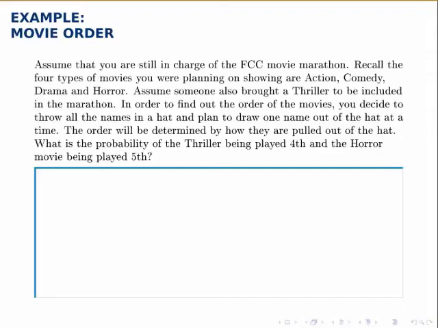Let's start with counting how many ways the thriller could be played fourth and the horror movie could be played fifth. If we use the fundamental counting principle, we think about, well, there's 5 slots to be filled, 5 movies that we're ordering. In the first slot, we have 3 options, because there are 5 options total, but if the thriller is going to be played fourth and the horror movie fifth, then those 2 are not possibilities for the first one. So there are 3 possibilities, the other 3 movies. Then there are 2 movies that aren't the thriller or the horror that can go in the second slot, and then 1 movie that can go in the third slot. And then the thriller goes in the fourth slot, and the horror movie goes in the fifth slot.